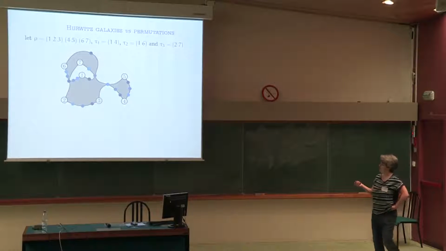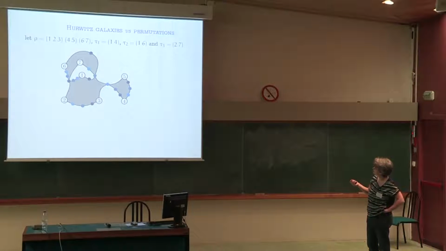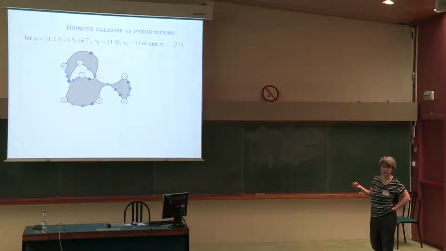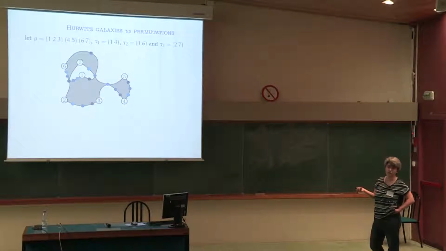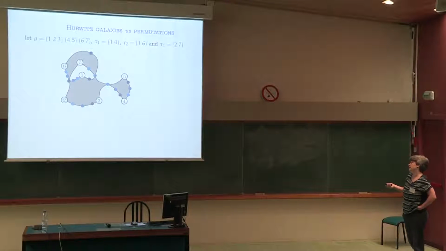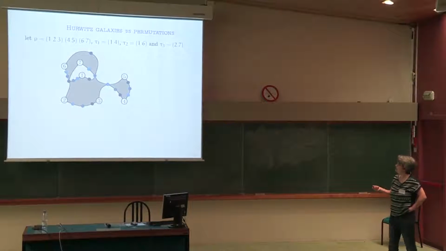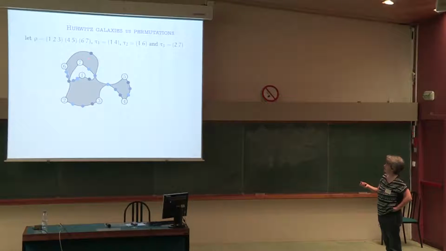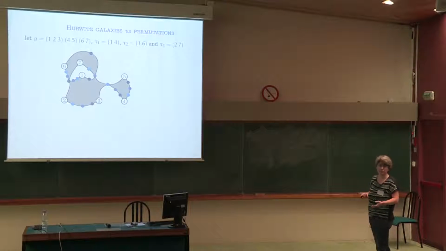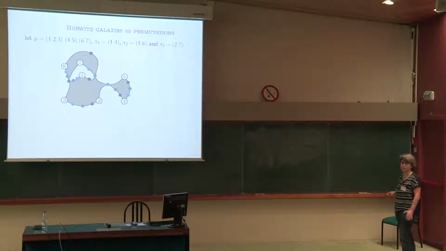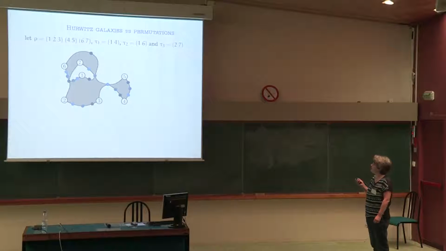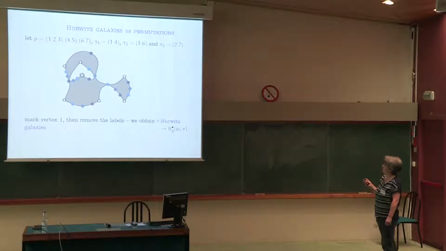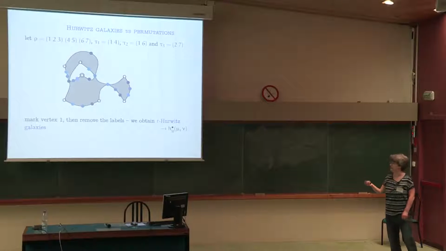But actually, they are pretty useful, because these white vertices, I have D of them. And if I pick any one and say it's a root vertex, then clearly any labeling of the others will give different objects. So with these D white vertices, I have no symmetry problem. So what I will call orbit galaxies are precisely this object.